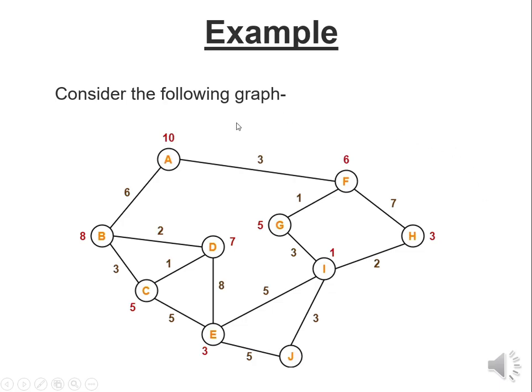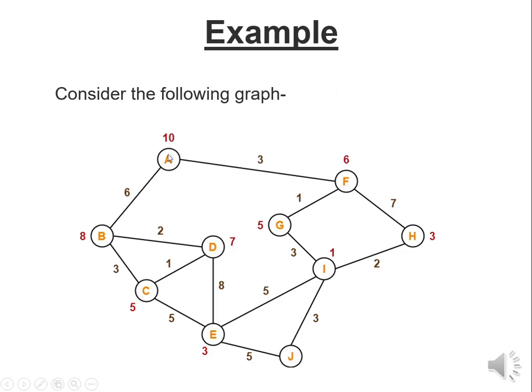Let us consider one small graph. For example, here the node started always from the start node, that is root node. Consider here A as our root node and our goal state is J. In order to get the minimum path cost from start node to goal node, that is A to J, here we are applying A star algorithm on the particular graph. Why is it a graph? Because it is in a cyclic way.